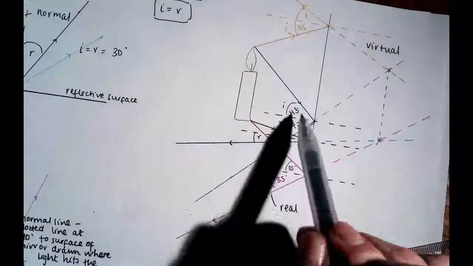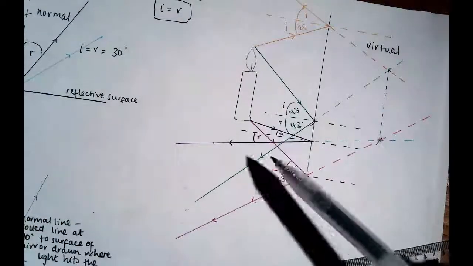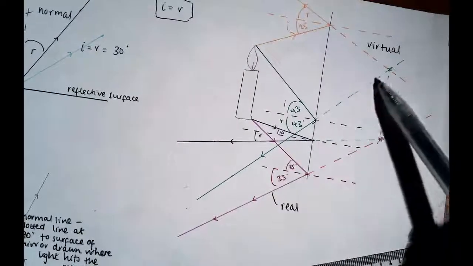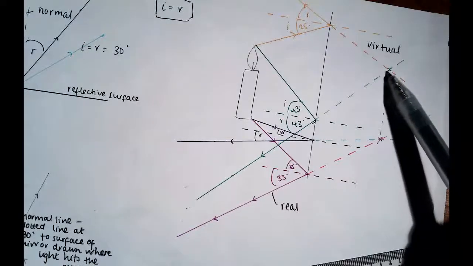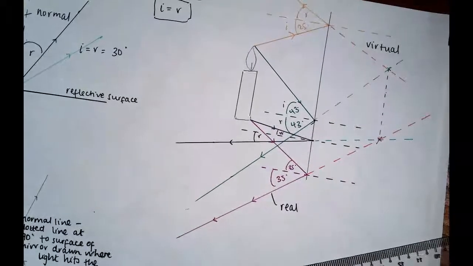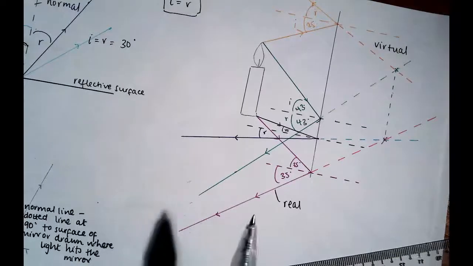It doesn't magically do that. It's just that our eyes assume that's where the light has come from, and so this is where the image is formed. So it's a virtual ray. So that's your basics with reflection.